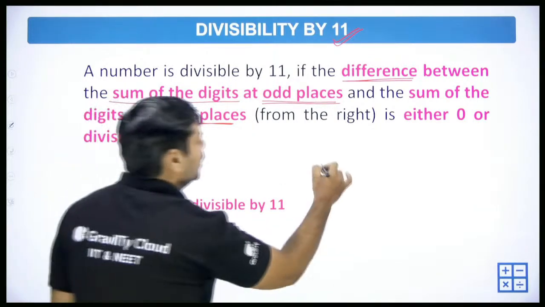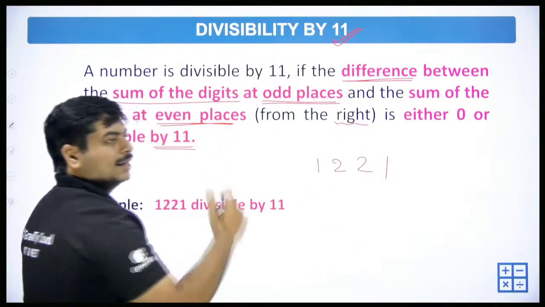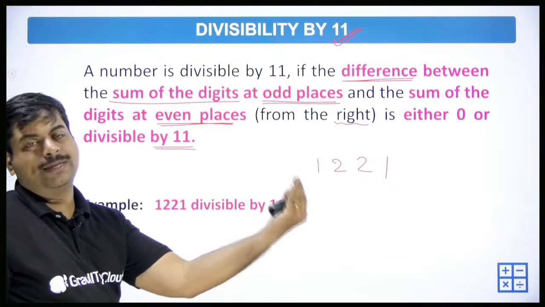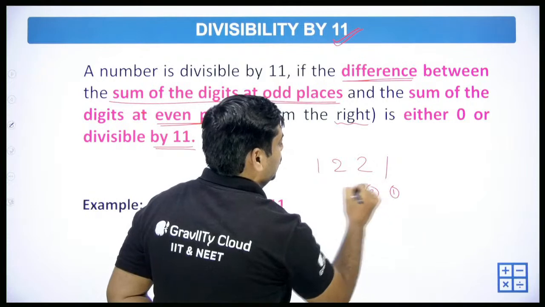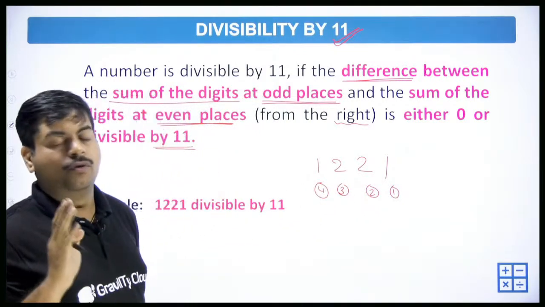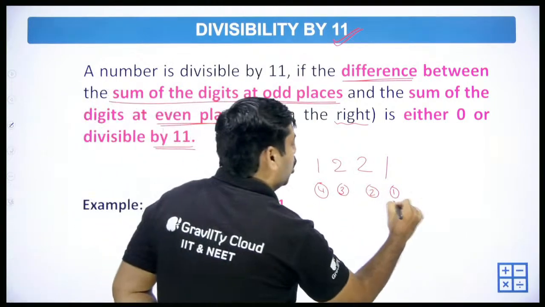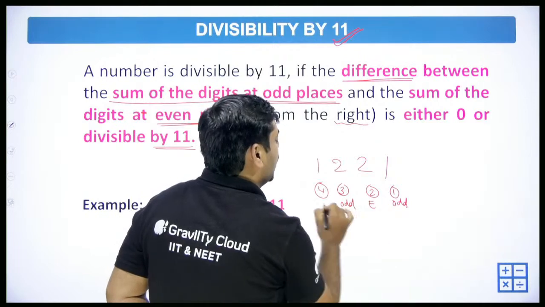We have a number 1, 2, 2, 1. From the right, let's see which digits are in odd places and which are in even places. First place, second place, third place, and fourth place. We have a total of 4 places. 1 is in an odd place, 3 is also odd, 2 is even, and 4 is even.